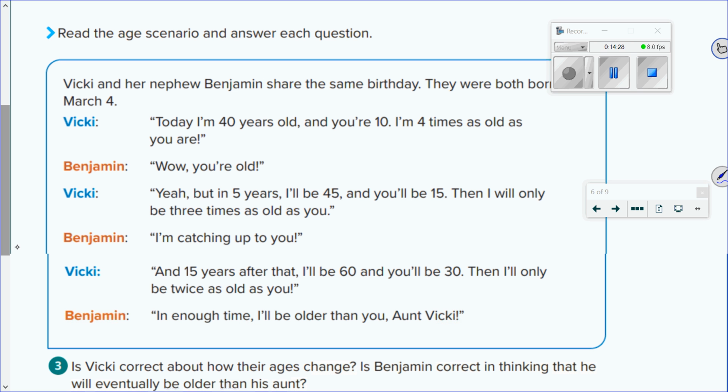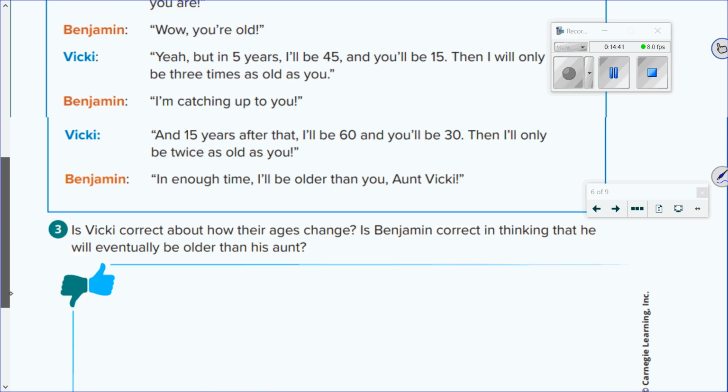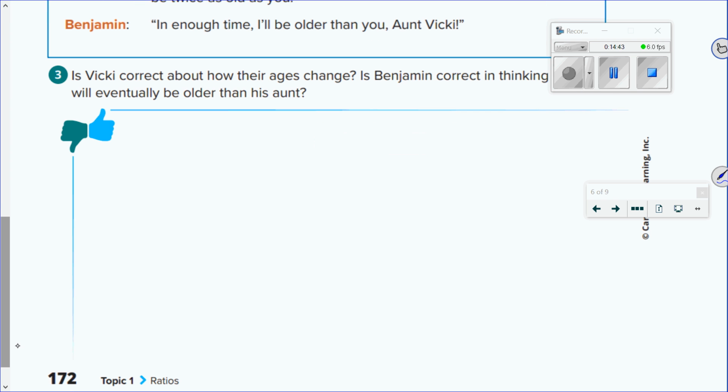So let's think about this again. Is Benjamin correct, thinking he'll eventually be older than his aunt? Will he ever be older than her? No. Never ever. They're always 30 years apart. Which is what we're going to get to in just a moment. So, is Vicki correct? Vicki is correct.